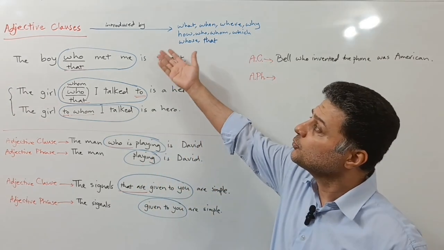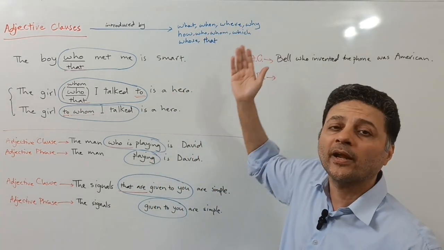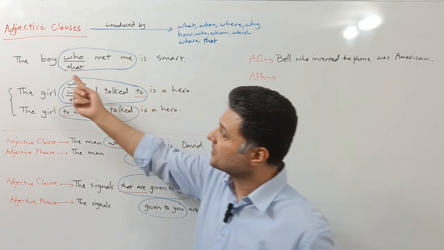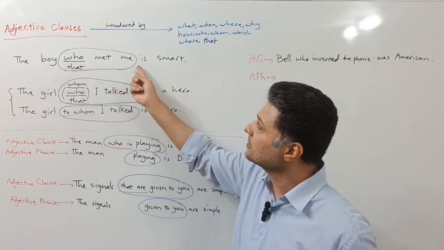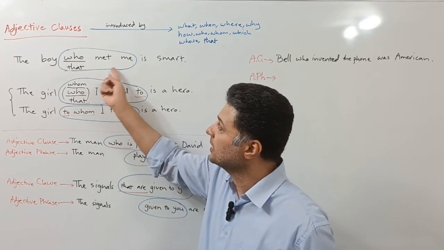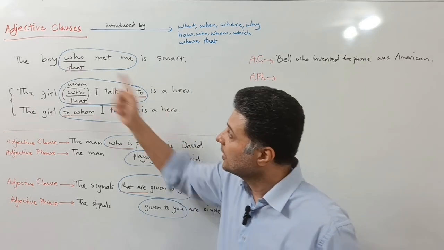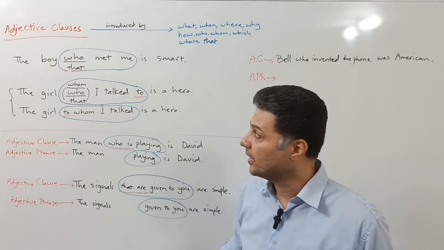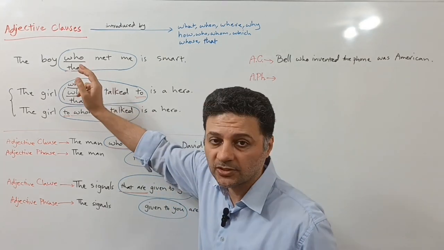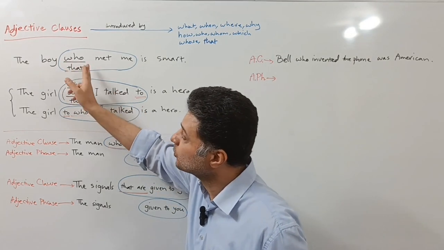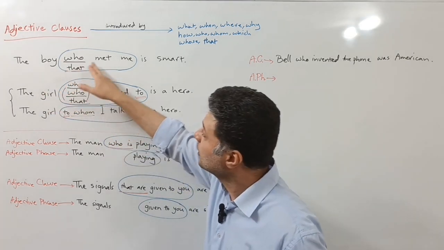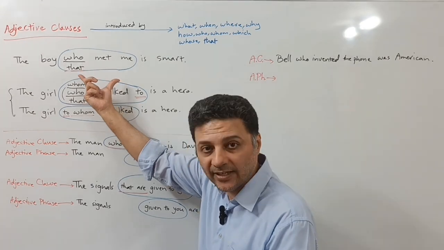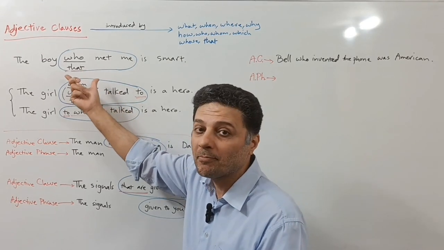Well, they are usually introduced by relative pronouns like what, when, where, how, all right? Like this example: the boy who met me is smart, or the boy that met me is smart. Here, who or that is not optional. All right? Be very careful. It's compulsory to use it because it replaces the subject of this adjective clause, 'this boy met me'. Okay? So you cannot omit it or leave it out.